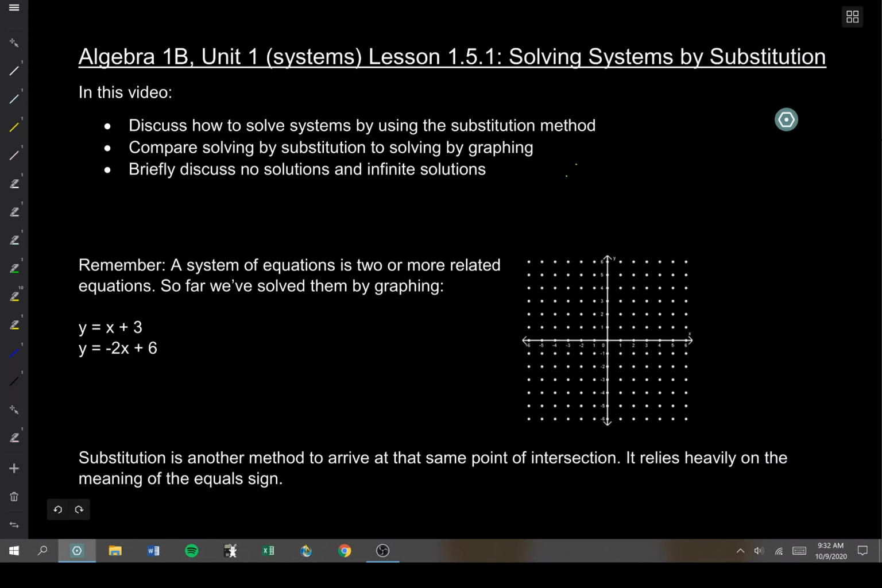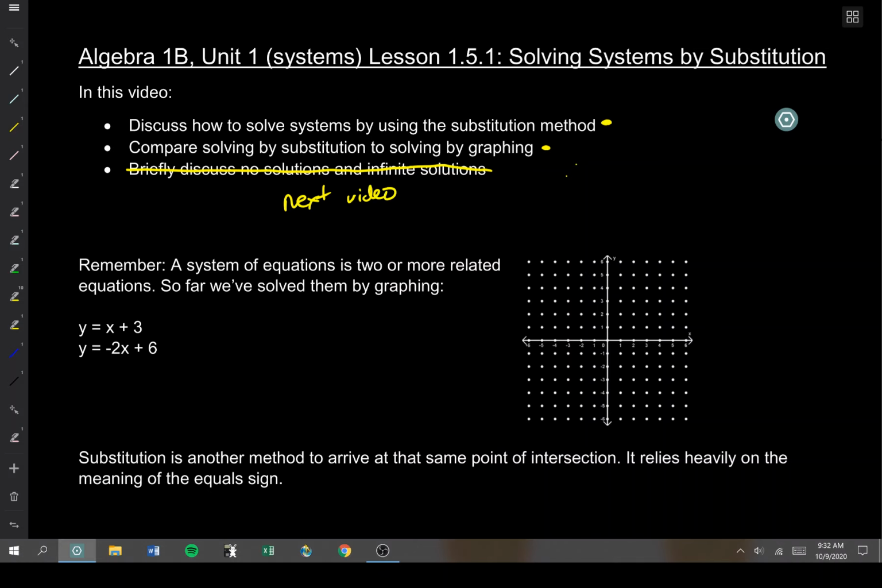Okay, today we're going to start solving systems by substitution. In previous videos we solved by graphing. Now we'll use substitution. So in this video we will solve by substitution, compare how it's similar and different from graphing, and I was going to discuss no solutions and infinite solutions, but I think we'll do that in our next video. So we'll wait one video for this.